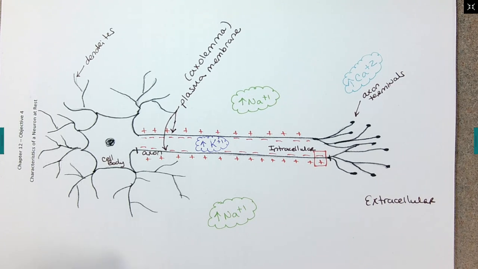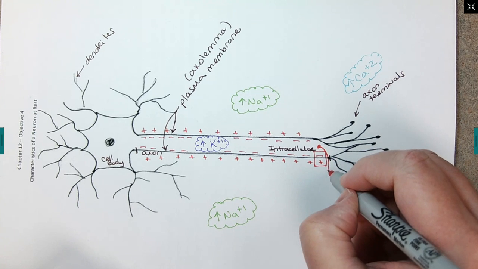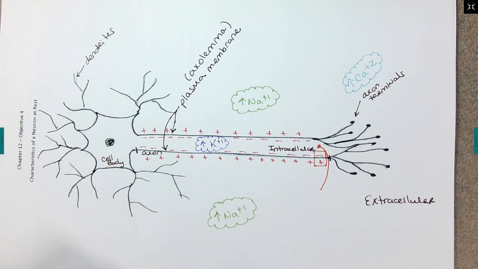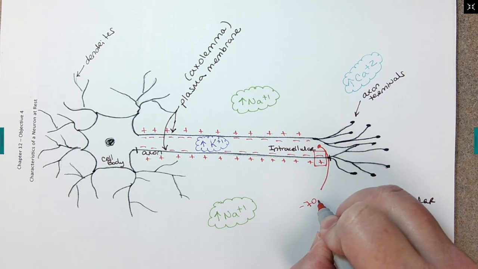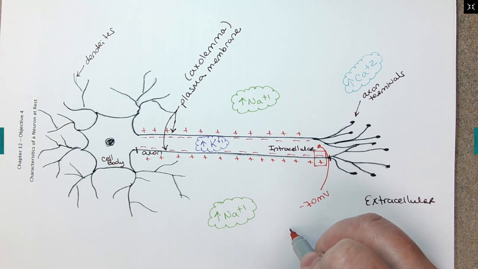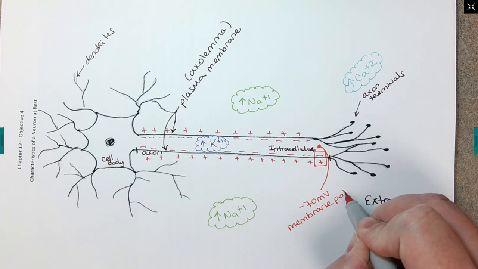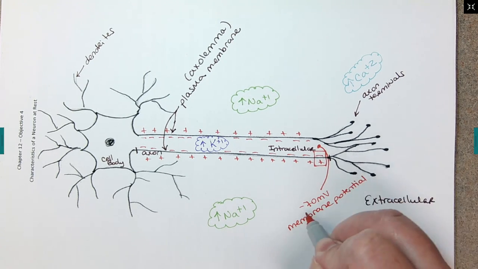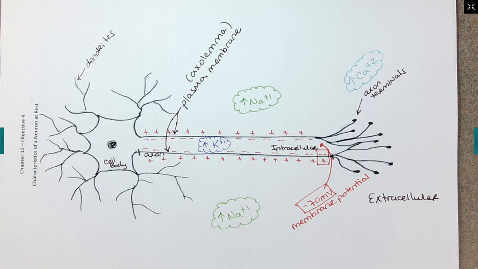The actual difference in charge is going to be taken from the perspective of the inside of the cell. So we're really looking at what the charge on the inside of the cell is going to be, and it is going to be minus 70 millivolts. This is the membrane potential. And when the cell is at rest, it is sitting at minus 70 millivolts. So it has a charge associated with it.